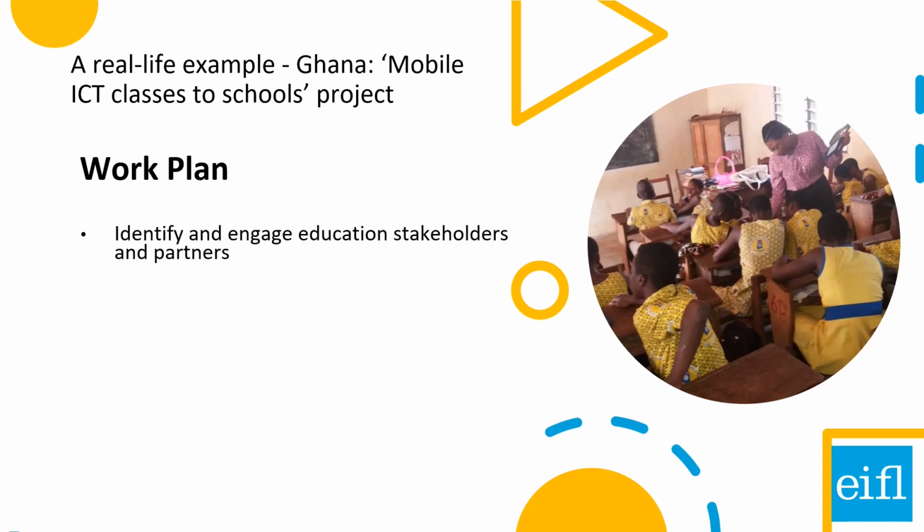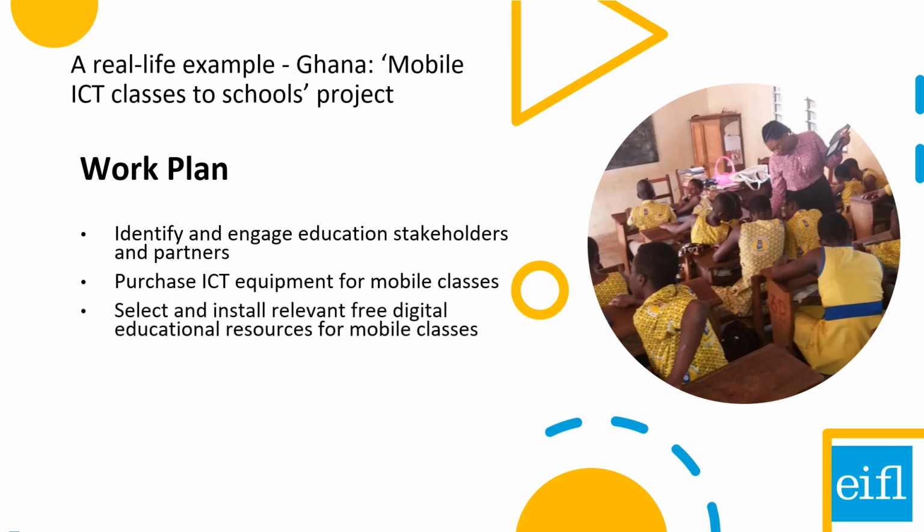First, engage educational stakeholders such as regional offices of Ghana Library Service and local schools that could become partners in this project and benefit from the service. Second, purchase equipment for mobile library vans, such as solar panels, low-voltage laptops, mobile internet packages, projector, and foldable chairs and tables. Third, select and install relevant digital educational resources and apps to be used during classes.